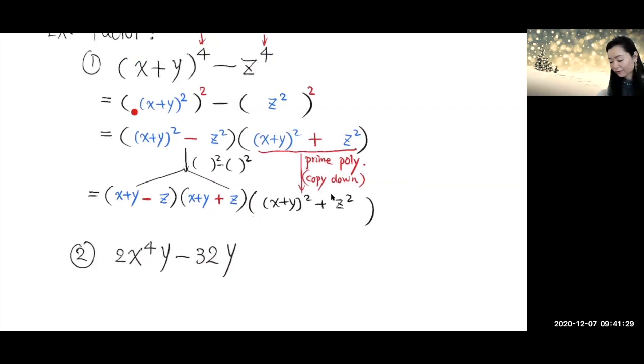So over here, I have a difference of 2 squares. Again, this is a difference of 2 squares. Then you have to continue to break it down to factor that.